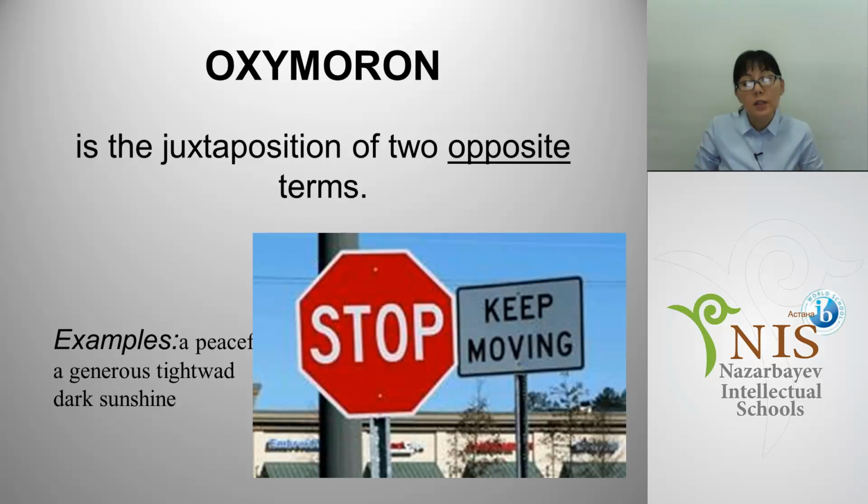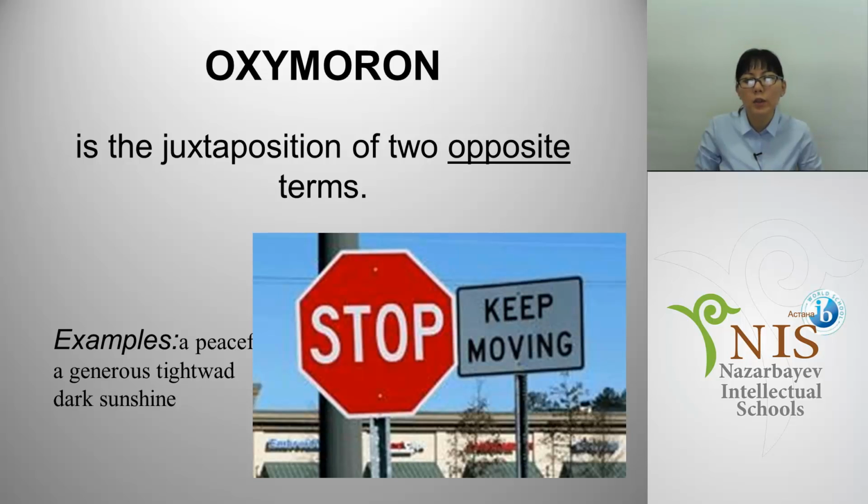Another stylistic device is oxymoron. It's just a juxtaposition of opposite terms. For example, in the picture, there is a contradiction of the stop sign and keep moving. So, a peaceful, dangerous tight word, dark sunshine. It is peaceful and at the same time dangerous.